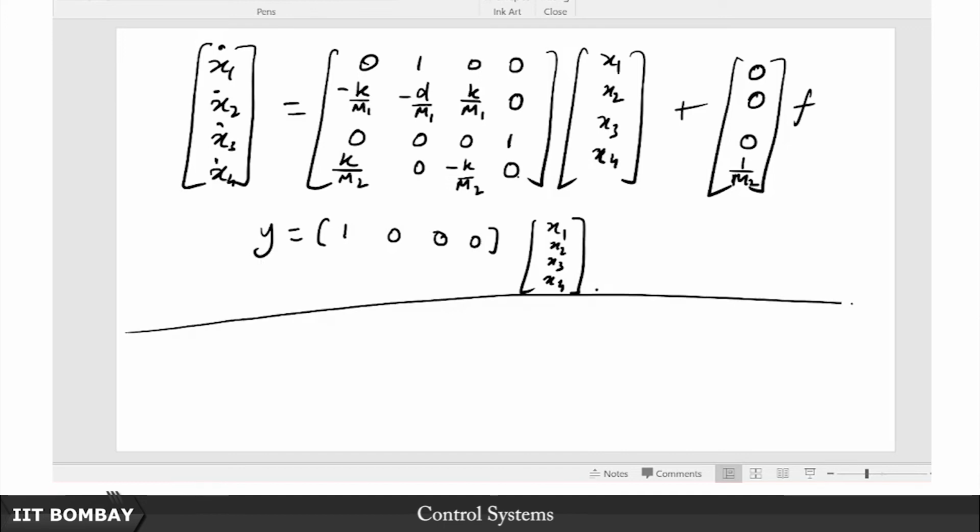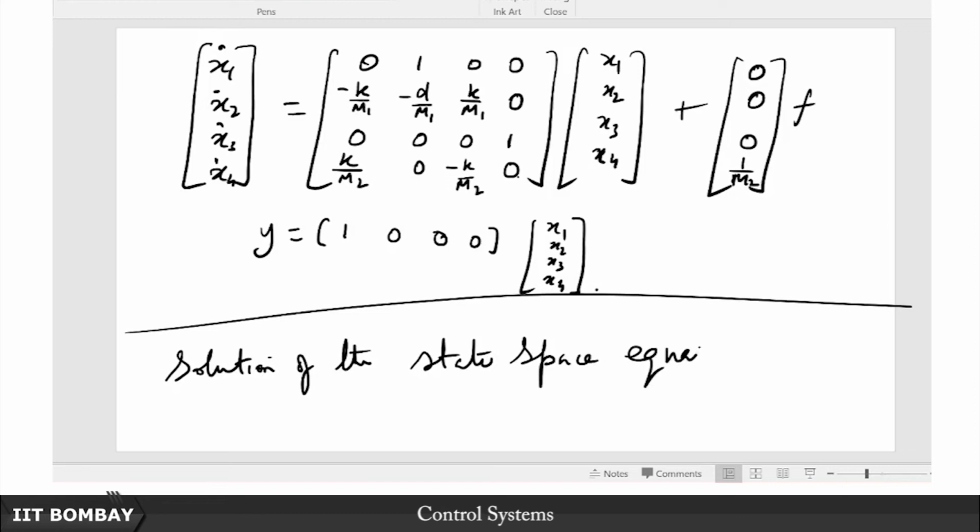So let me draw a line here. Next we are going to try and see the solution of the state space equations, and the first solution that I am going to suggest may not be very satisfactory to you, so I might warn you beforehand.